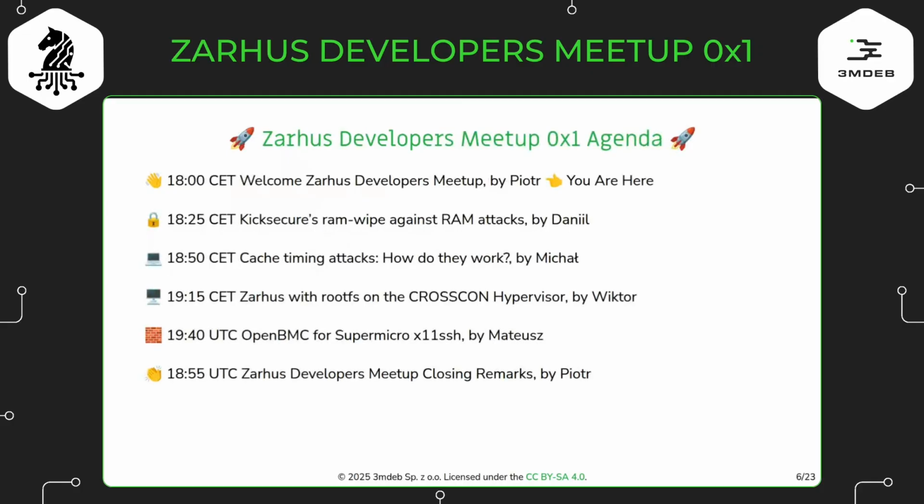So what's our agenda for today? You are here, at the welcome to the Zarhus Developers Meetup. Then the next person will be Daniel, who will talk about Kicksecure and RAM wipe developed by the Kicksecure team, and how we tested RAM wipe and the various challenges that we faced during the testing process. The next presentation will be from Michał, who will talk about cache timing attacks and how they work. There will be a little bit of theory, but also some practical results of what we did. It is all done in the context of the Crosscon hypervisor, which we have worked on a lot recently.